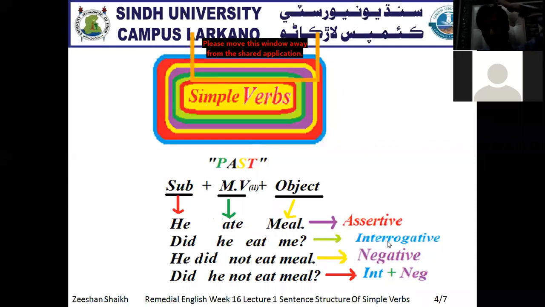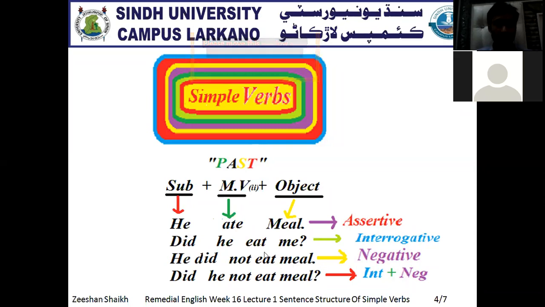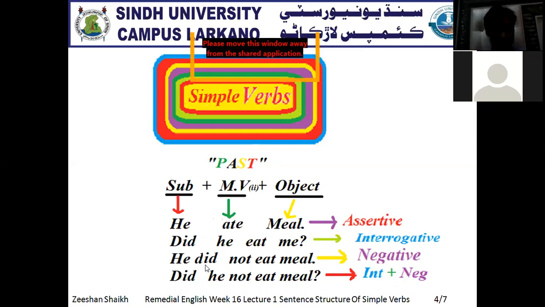So this becomes the interrogative sentence. And the third, he did not eat meal. Now what is this? This becomes the negative sentence, because we have to give the not word after the helping verb. Clear? And along with this, I'm going to tell you another thing: some of the students are intellectual and multi-dynamic, so they usually do not write did not, but they usually write didn't. So if you're willing to write didn't or did not, this is up to you.